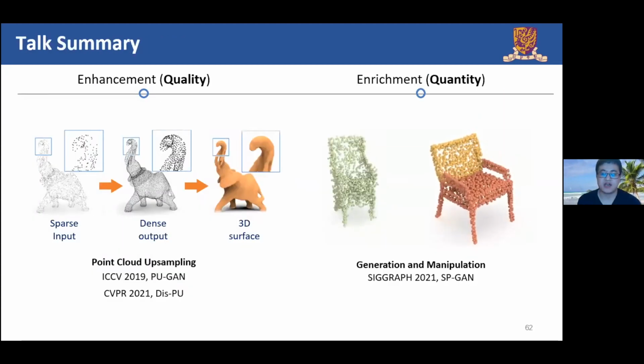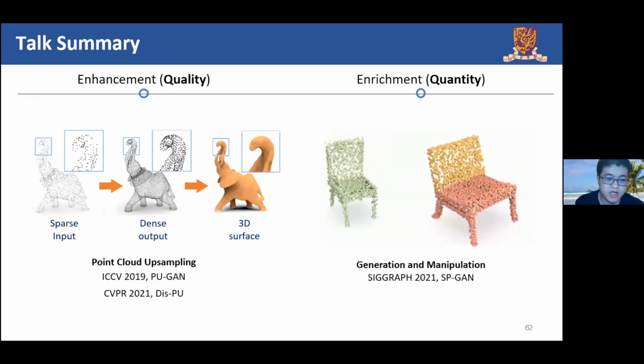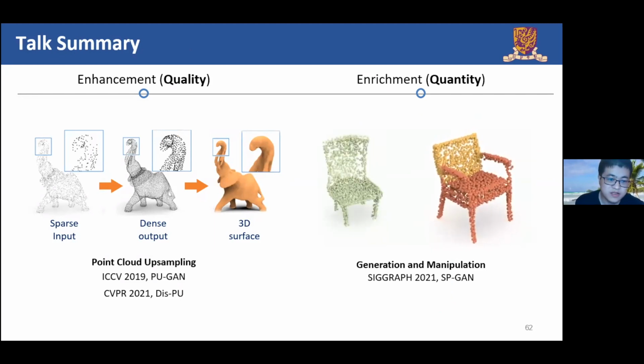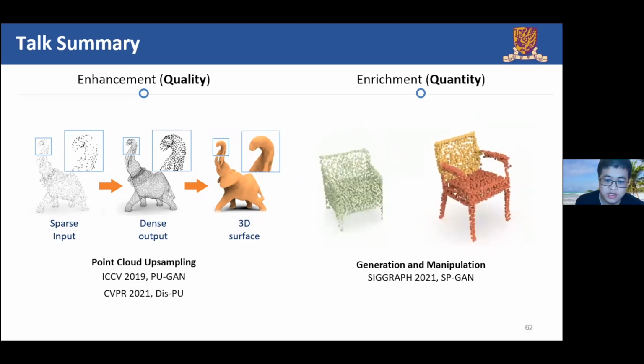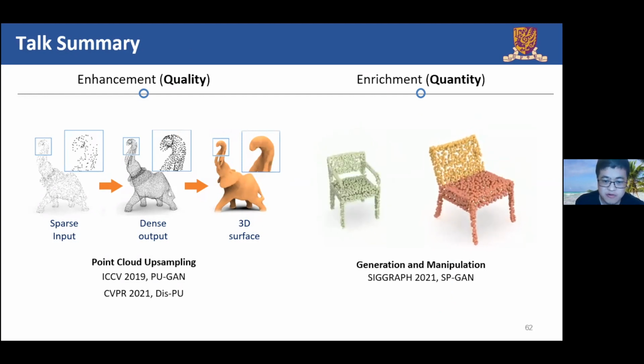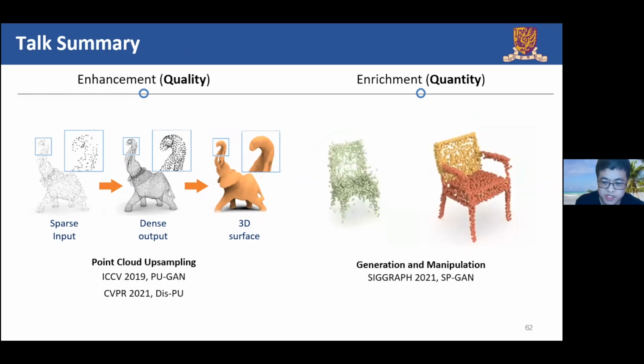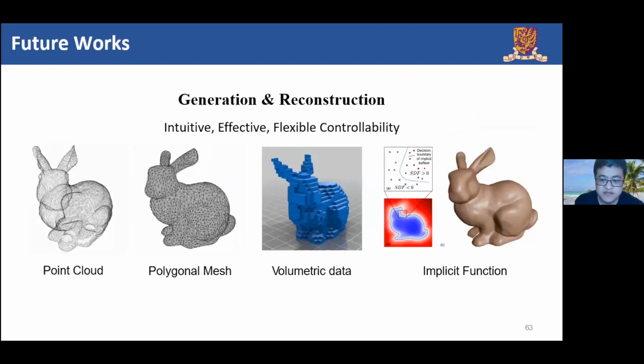Okay, in my talk I have covered my work on upsampling, which can enhance the raw representation, and also generation, which can directly generate diverse objects. In the future, I may also focus on generation and reconstruction.